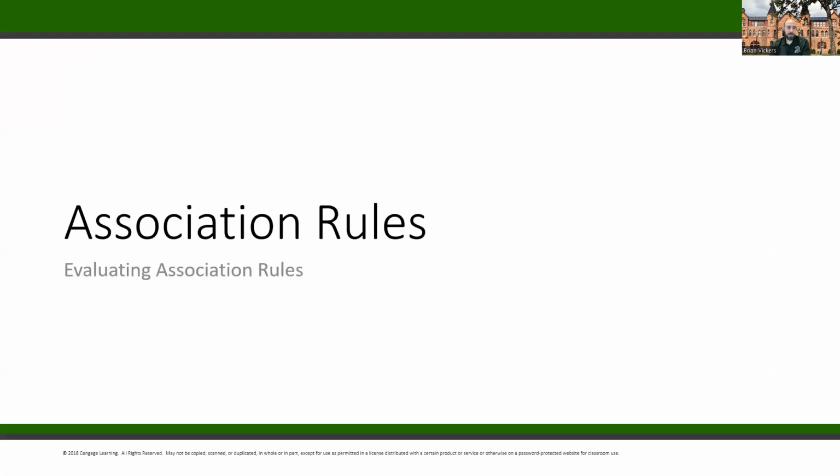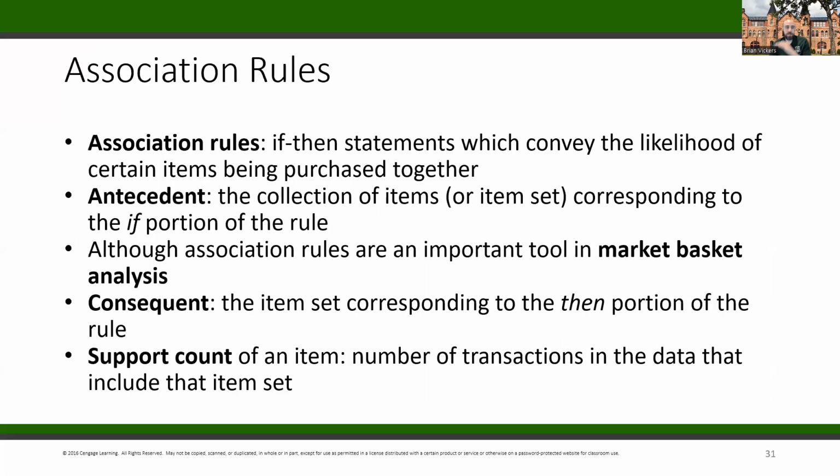All right, last thing we're going to talk about are association rules. So this is where we associate if-then type of situations. So association rules are if-then statements, which give a likelihood of items being purchased together.